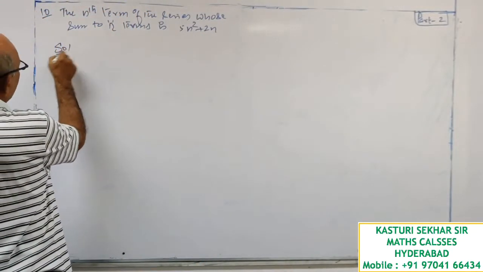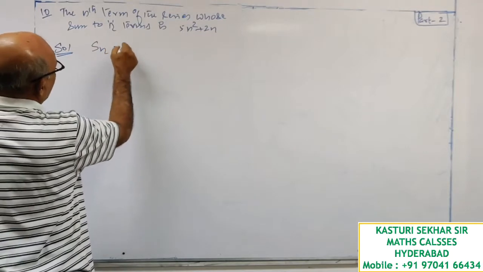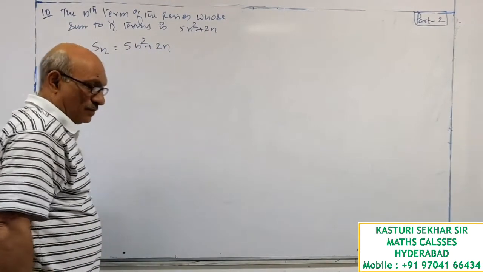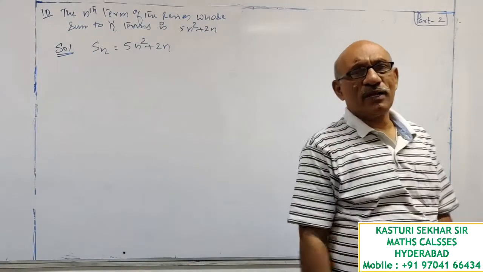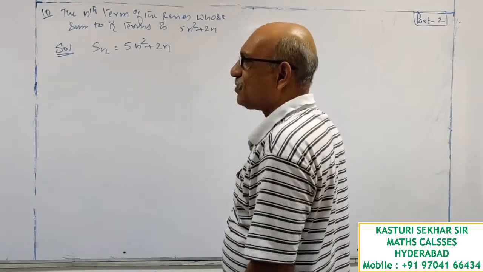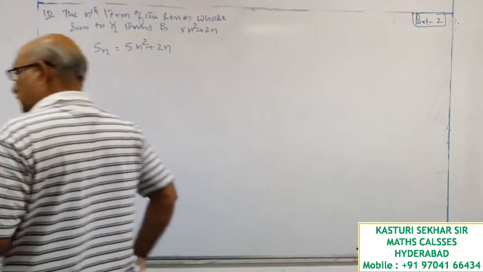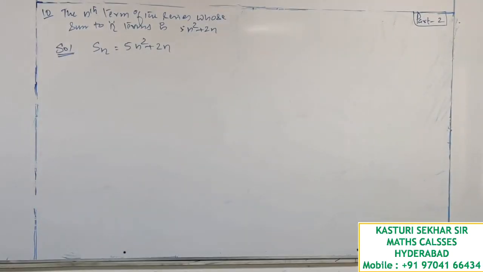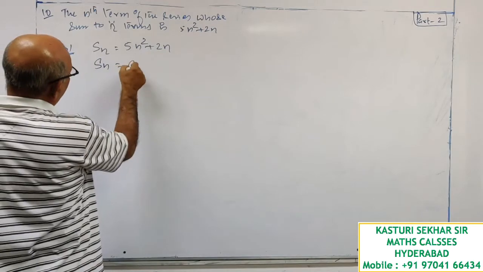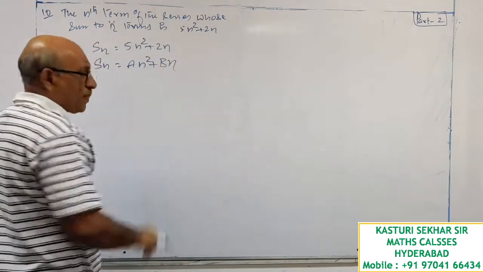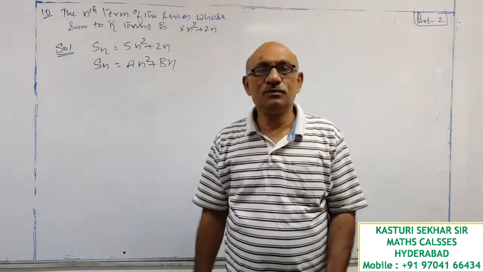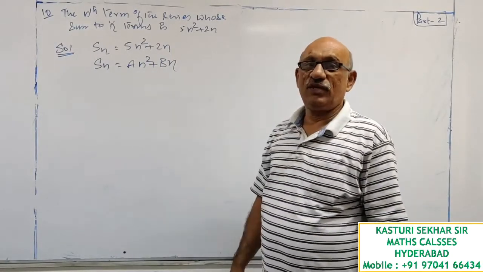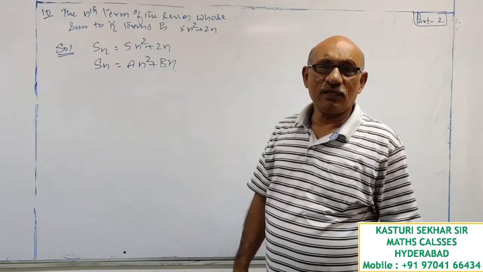Now look at the solution, sir. Sn is equal to 5n square plus 2n. What is given? The sum to n terms value is given, which is 5n square plus 2n. Now, Sn is of the type an square plus bn. When the sum to n terms of a sequence is a quadratic expression, then it is in arithmetic progression.